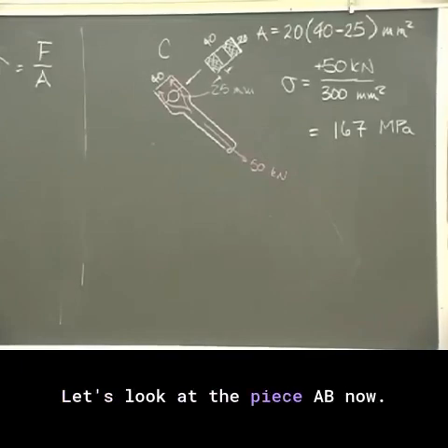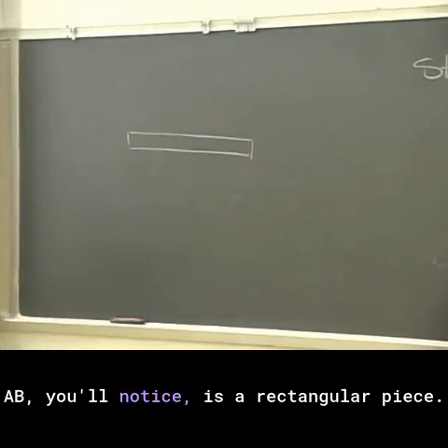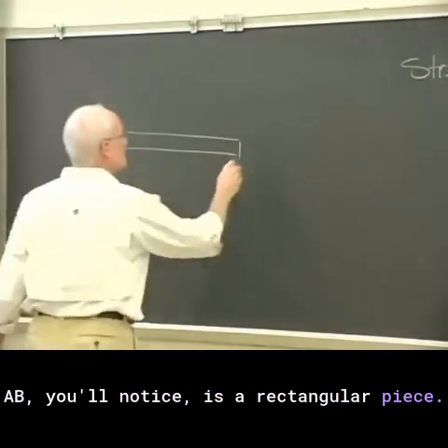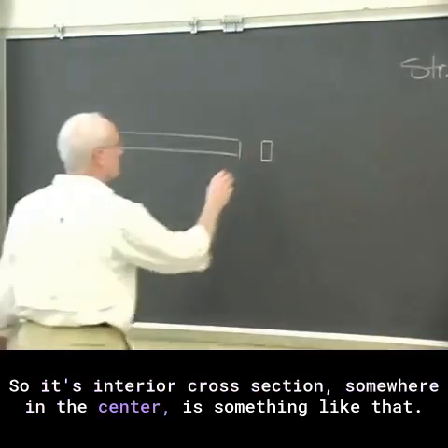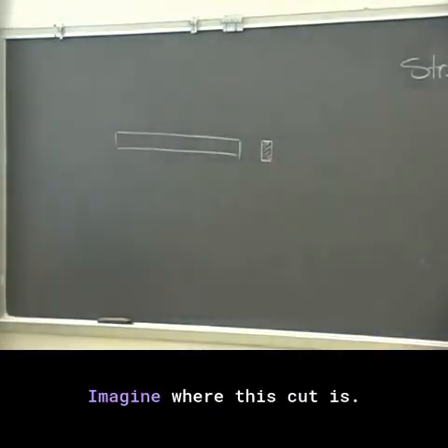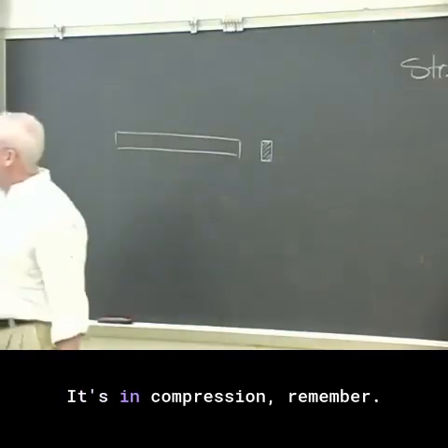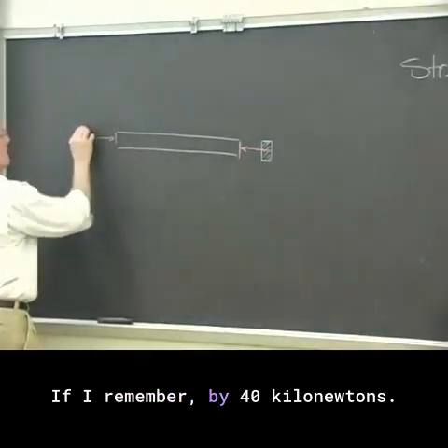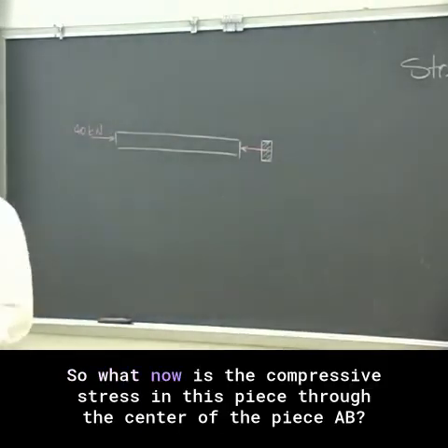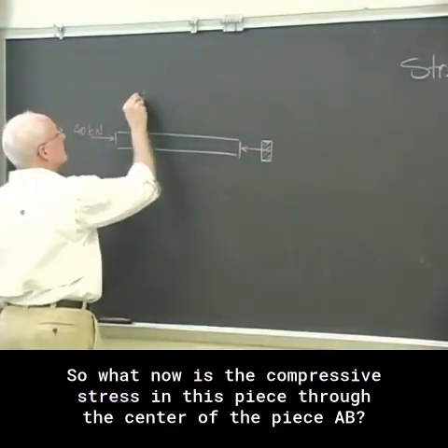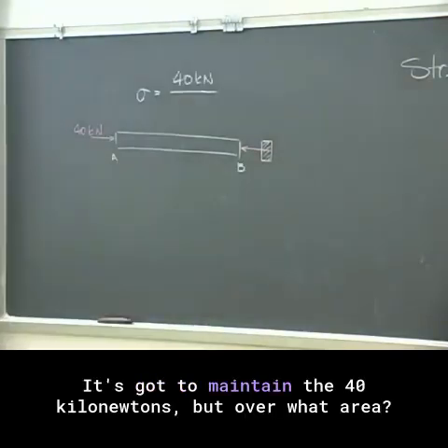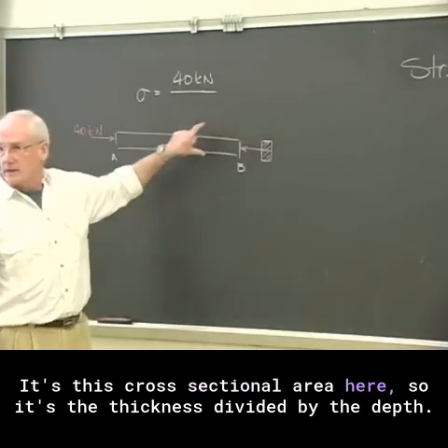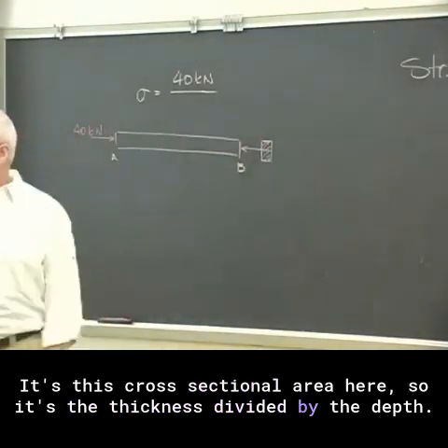Let's look at the piece AB now. AB, you'll notice, is a rectangular piece. So its interior cross-section, somewhere in the center, is something like that. Imagine where this cut is. It's in compression, remember, by 40 kilonewtons. So what now is the compressive stress in this piece through the center of the piece AB? It's got to maintain the 40 kilonewtons, but over what area? It's this cross-sectional area here, so it's the thickness times the depth.